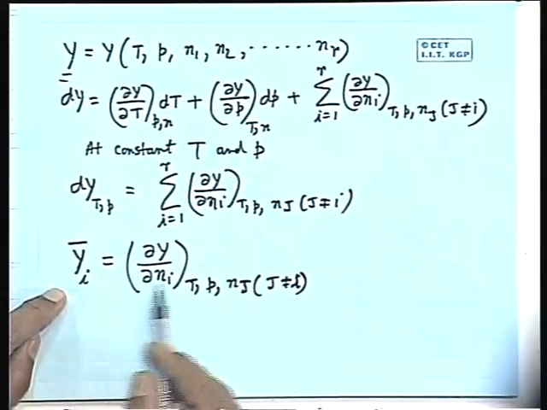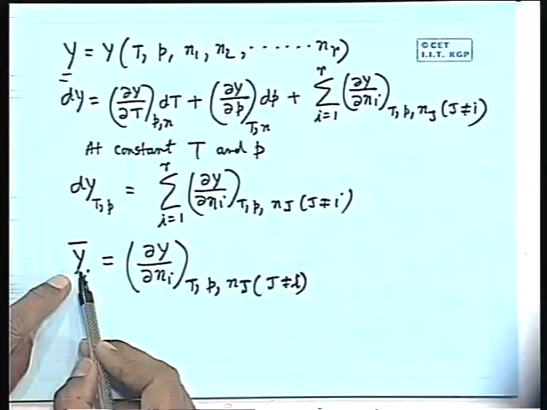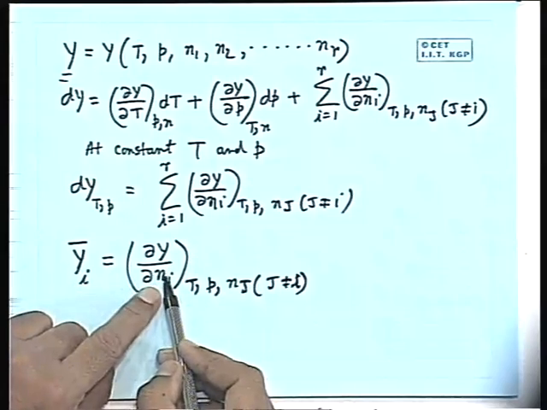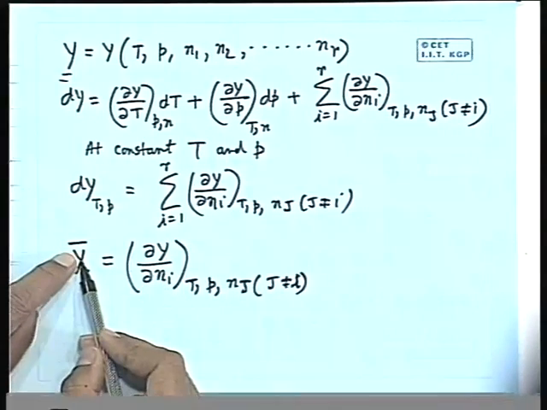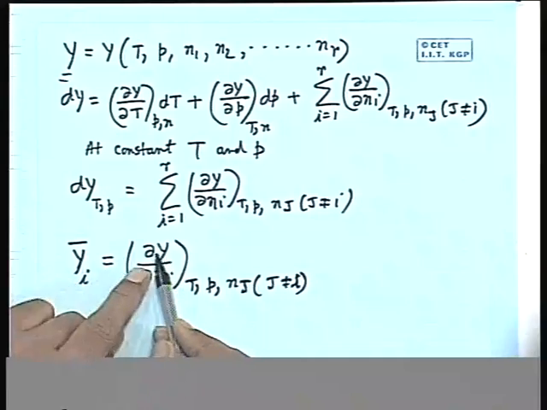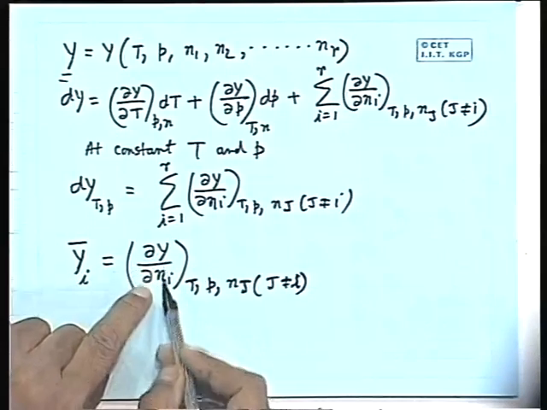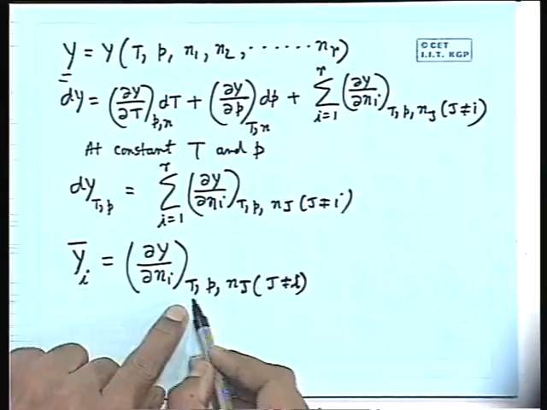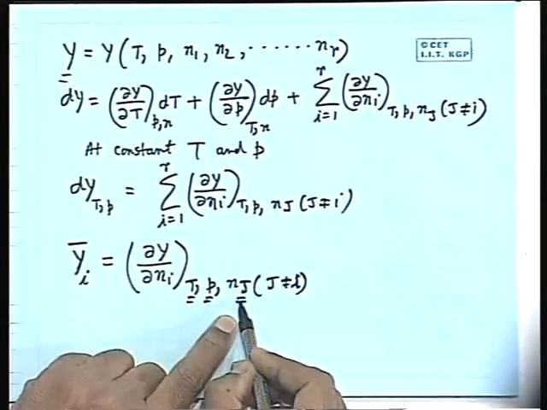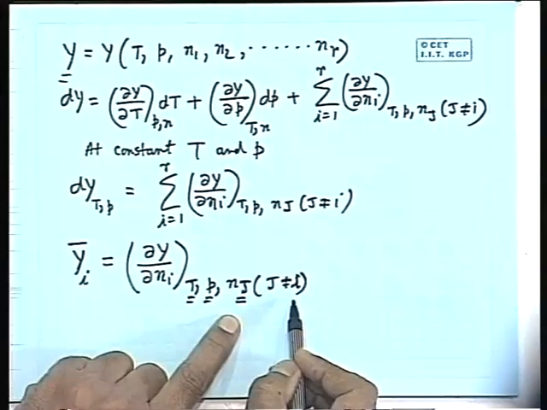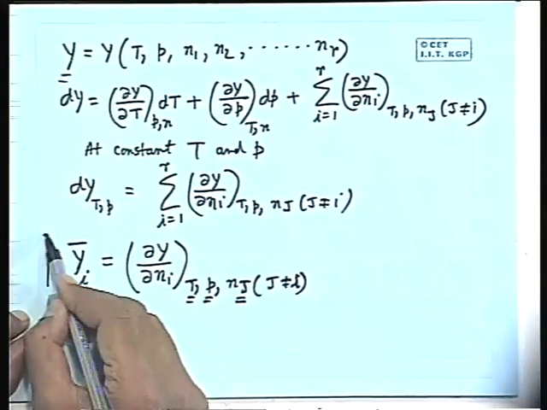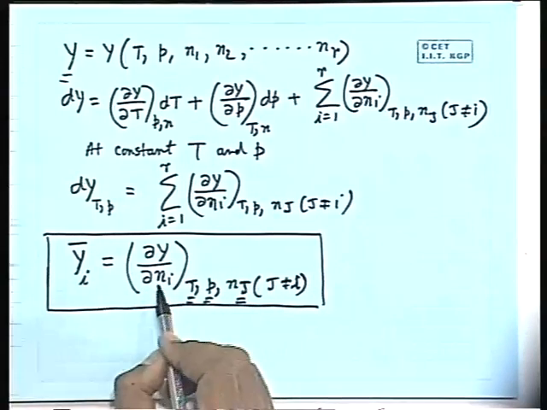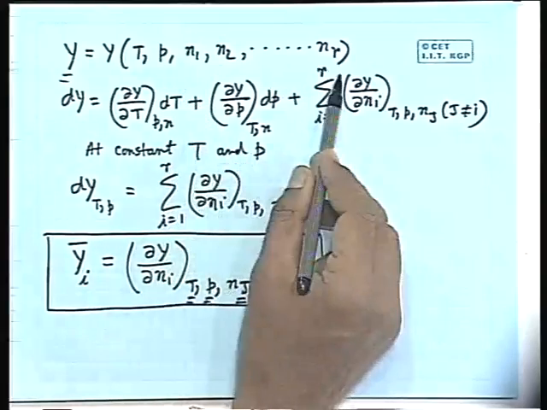Therefore, we see again the physical definition comes from this: the partial molar property of a particular constituent i is the rate of change of that extensive property, for which the partial molar property of the constituent is defined, with respect to the number of moles of that constituent, when temperature, pressure and the compositions of the other components remain fixed. This is defined as the partial molar property. This is the basic definition of the partial molar property of a component in a multi-component system.